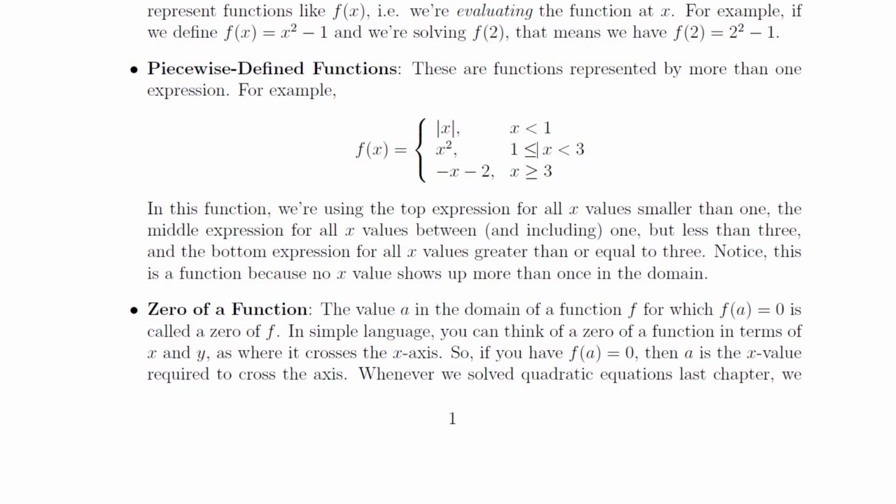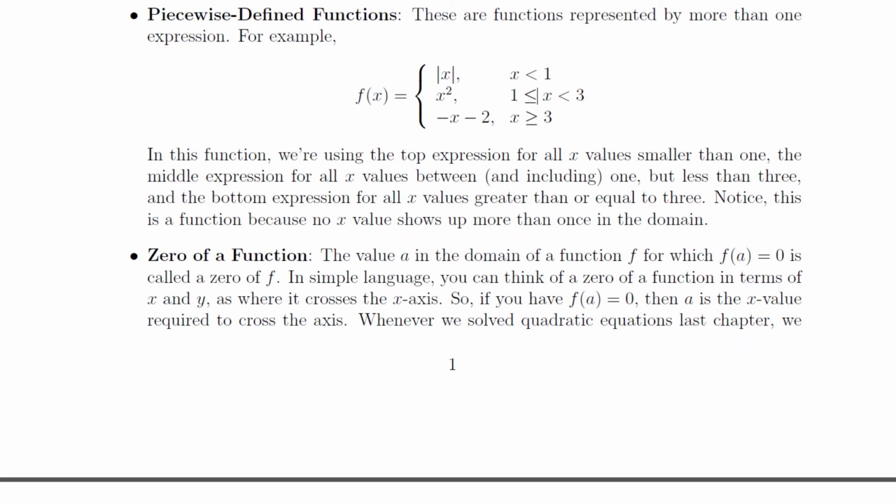The zero of a function, we actually may have already looked at this at some point. We're just formalizing the definition. The value a in the domain of a function f for which f of a is equal to 0 is called the zero. In other words, you're basically looking for where it crosses the x-axis. That's literally what it means. It is literally just where the function crosses the x-axis. So if you have f of a is equal to 0, then a is the x value that sits right on the x-axis wherever it crosses.